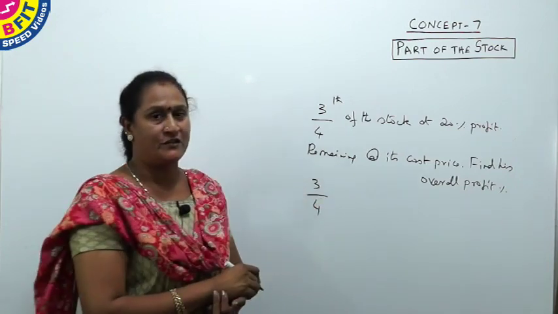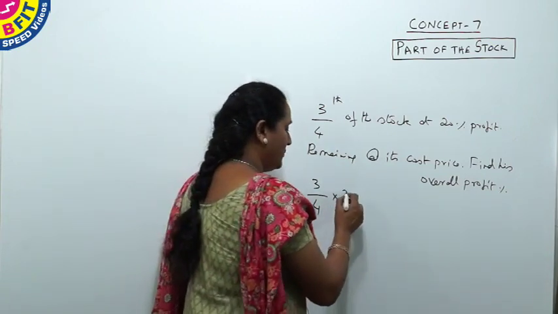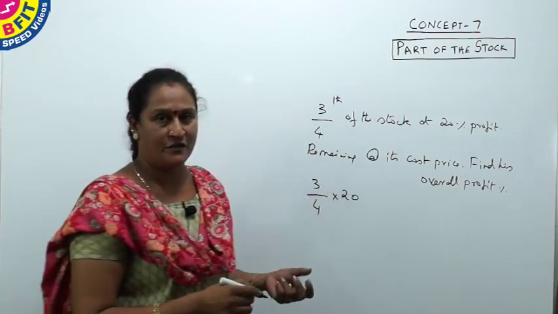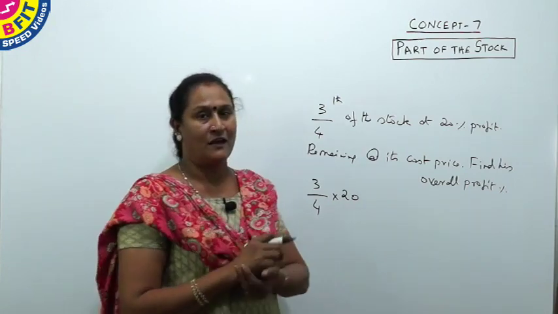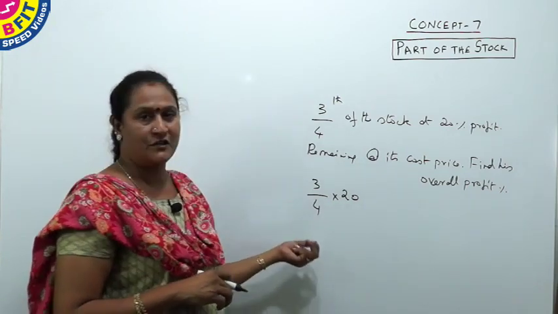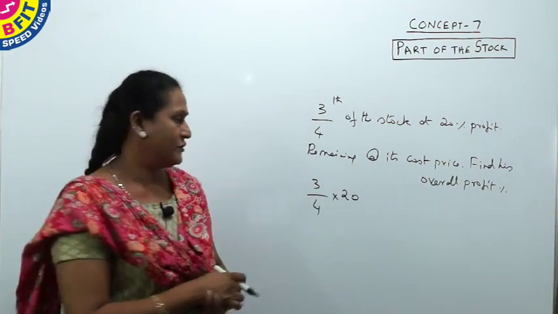So 3/4 of the stock. What is the profit percent? You can just write 20. It's a part of the stock, so no need to divide by 100 and all, because in each term you will have this 100. So 3/4 of the stock at 20% profit. And what is the remaining part of the stock?